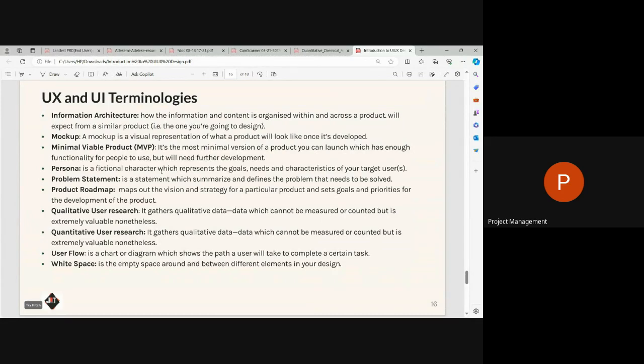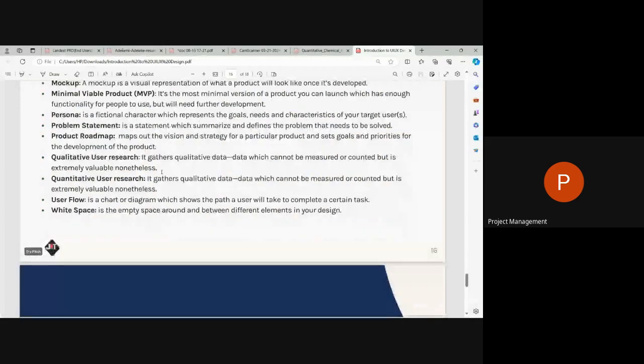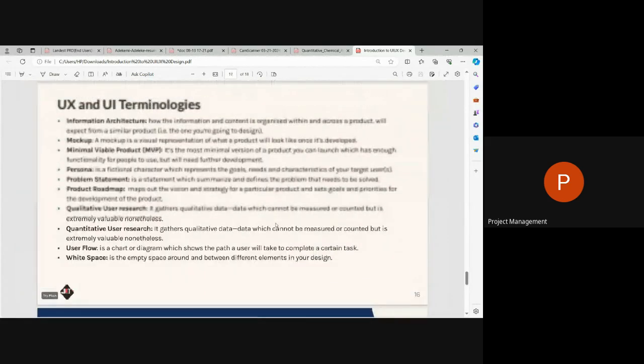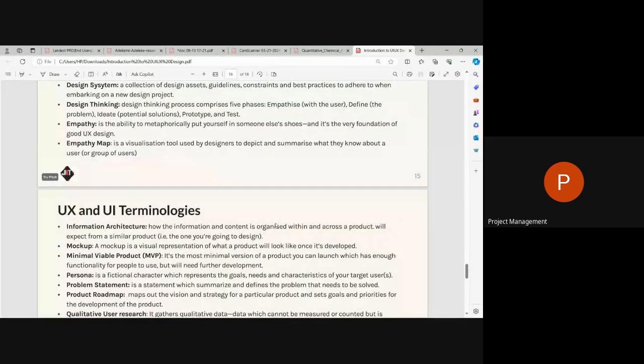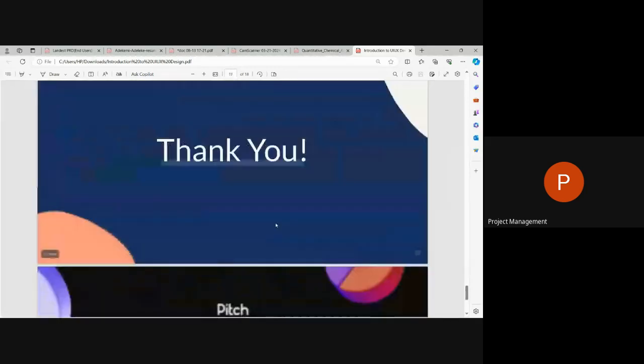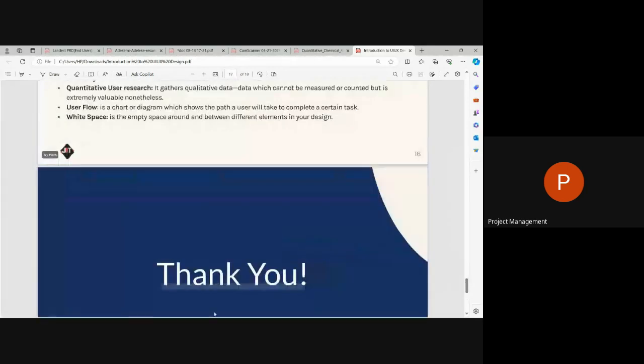That is qualitative, data that cannot be measured or counted. Then we have the quantitative, that is data that can be counted. Sorry, this one should be data that can be measured or counted. Then we have the user flow and the white space. So these are some of the UI UX terminologies that we are going to be using more often when we start designing. So thank you.